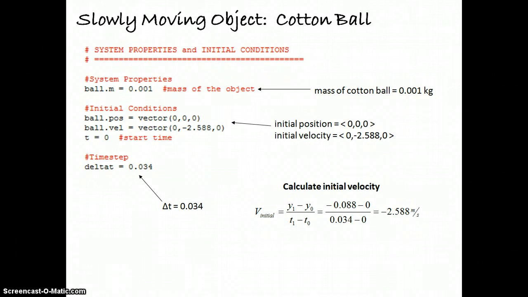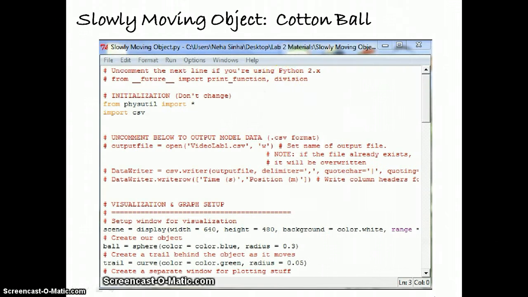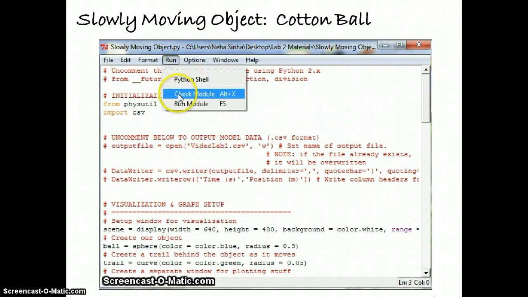The cotton ball has mass 0.001 kilograms, or 1 gram. I did the same thing to calculate the initial velocity, and the time step is the same. Here's the Python model for the cotton ball.